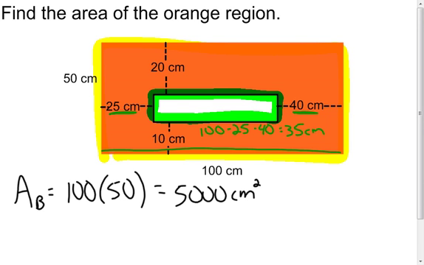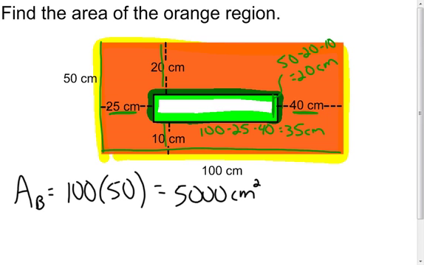Then I'm going to have to do something similar to find the height here. Well, I notice that this distance here is 20, this one's 10, the whole side of the big rectangle is 50. So to find this piece, if I take 50 and I subtract out the 20 and I subtract out the 10, I'm going to be left with 20 centimeters for the height.